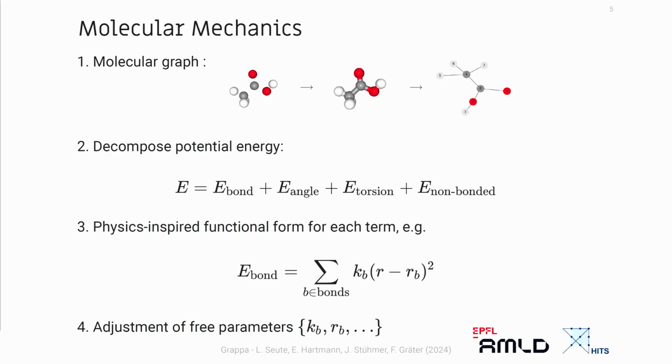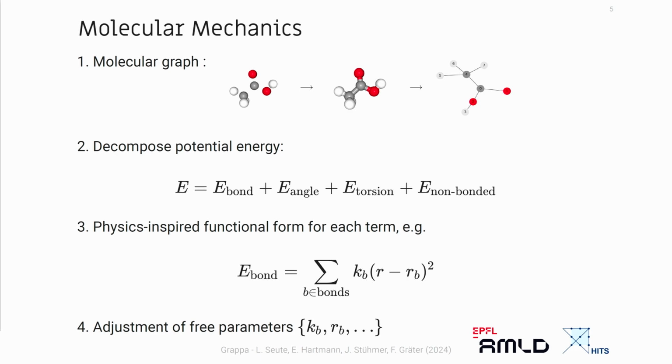So, molecular mechanics. As I said, you describe your system with classical physics. First of all, you go from 3D coordinates to 2D. You represent your entire set of conformations, the whole molecule, with a 2D molecular graph. Then you express the potential energy as a sum of different contributions, for example from bond stretching. For this contribution, you use a physics-inspired simple functional form, for example a harmonic potential. There are parameters in there: in the harmonic potential, you have the force constant and the equilibrium distance. These are parameters that need to be adjusted for every molecule.